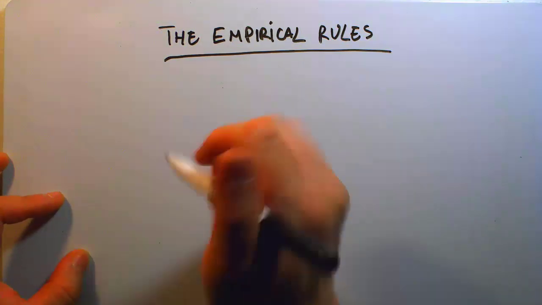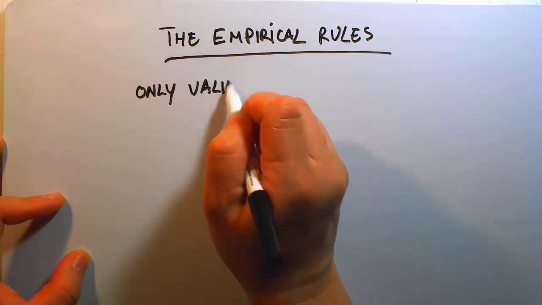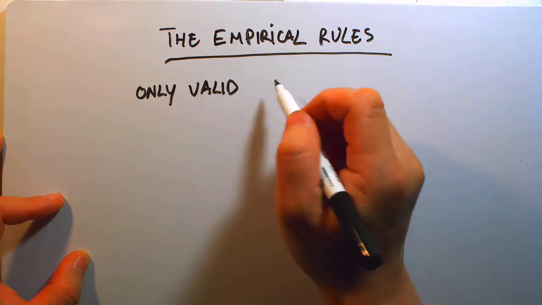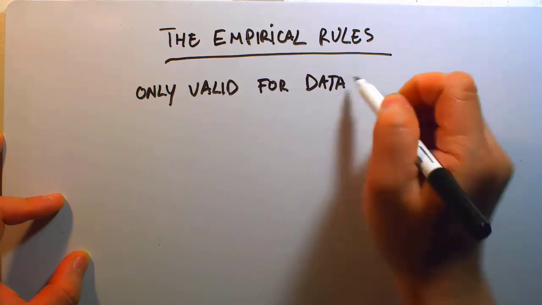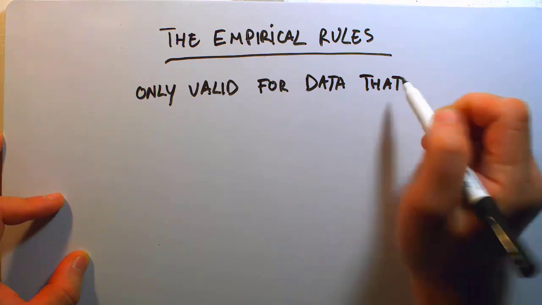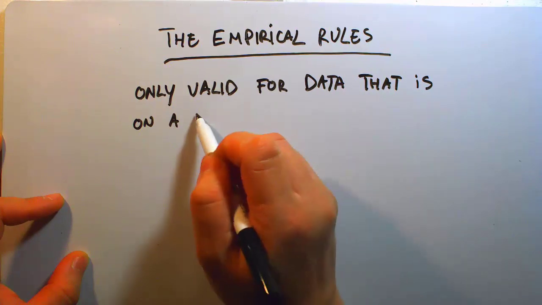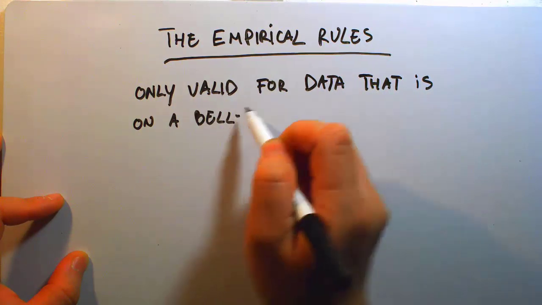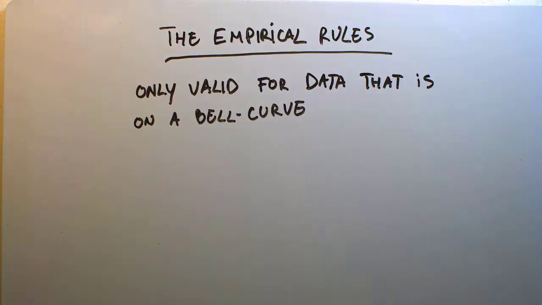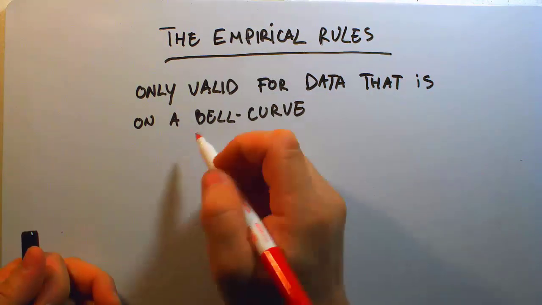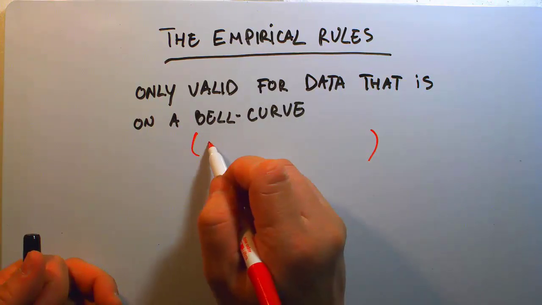are only valid, meaning they only work, for data that is on a bell curve. We actually have seen that term. Data that is on a bell curve, another name for that is that we're working on the normal distribution.